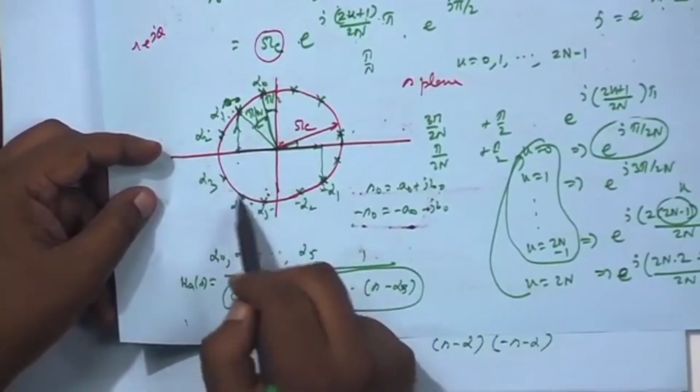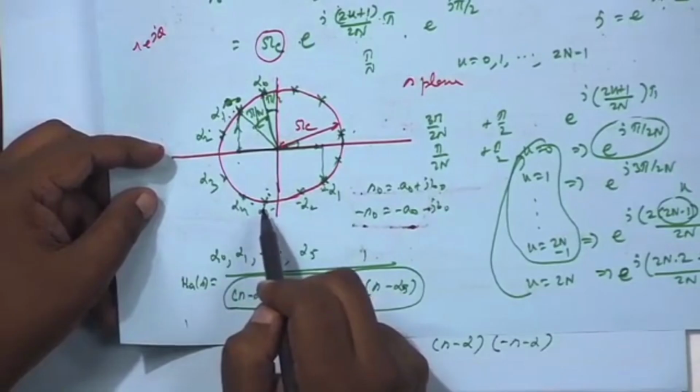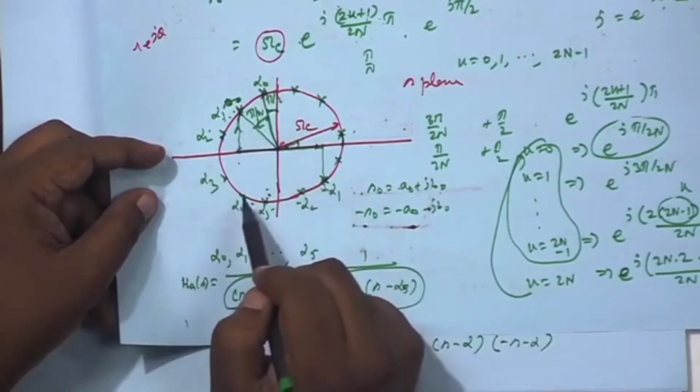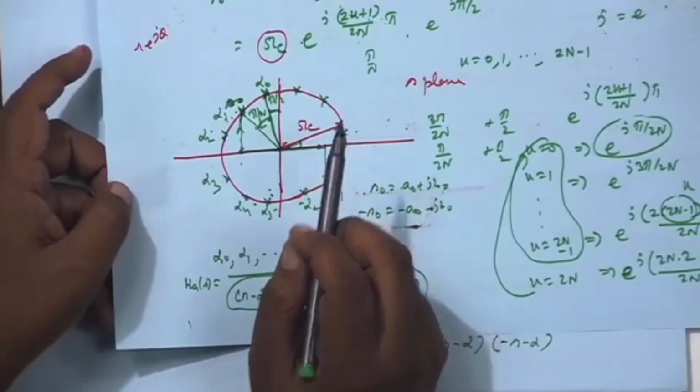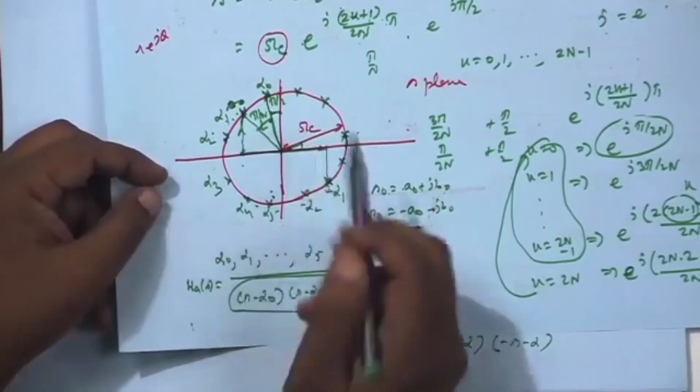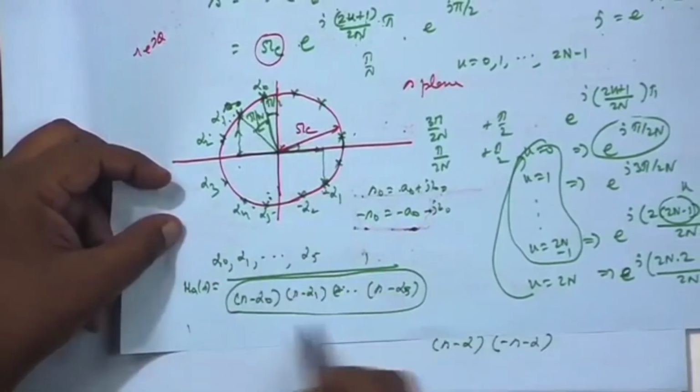Here all the poles are on the left half plane, that is on the left hand side of the j omega axis, which means the system will be causal and stable. That is what is assured. So, by this process you generate the Butterworth function.